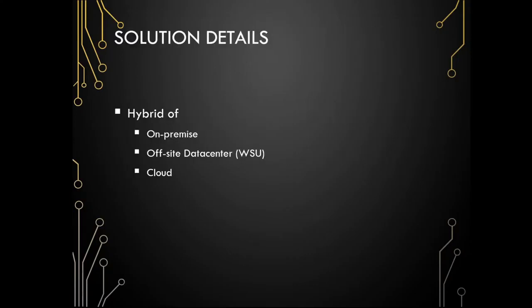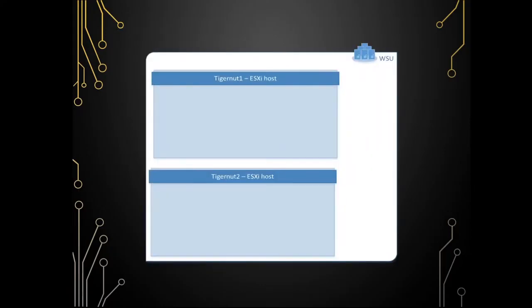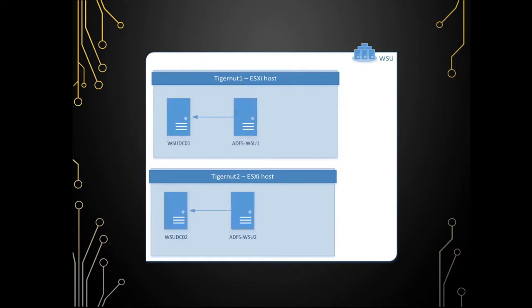Our solution is a hybrid of on-premise, off-site data center at Wichita State and the cloud with Google Cloud Platform. As we started to utilize the server space at Wichita State University for our backups, we also brought over 2 of our previously decommissioned physical servers. Using those 2 servers, we stood up 2 ESXi hosts. We then set up Active Directory domain controllers on each of them, and then created ADFS servers on each of them as well on a private network.